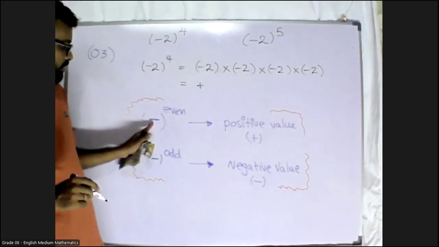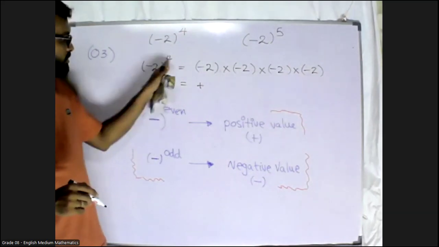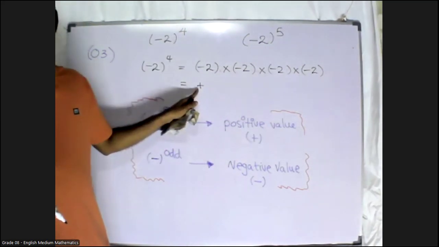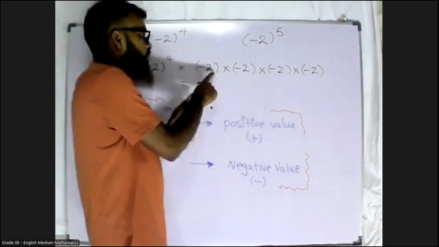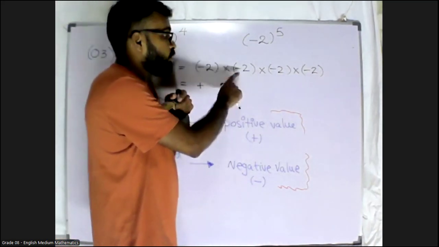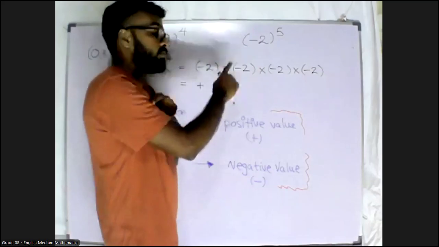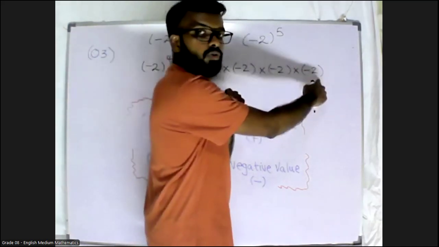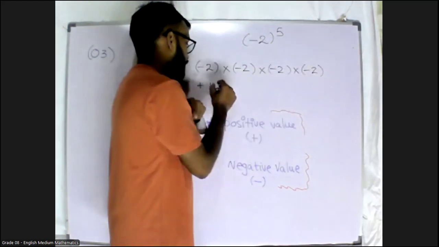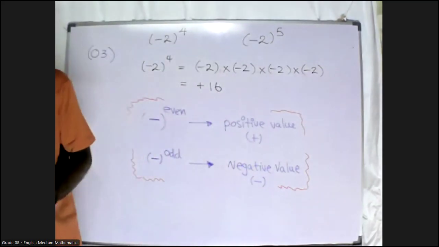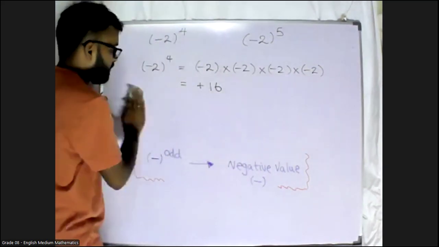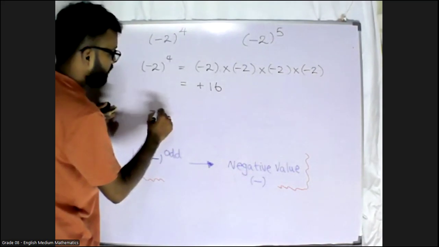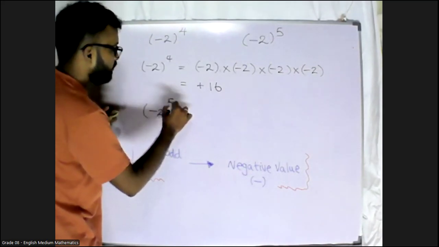Now you know, negative value, power is even, the result should be positive. Now, you know how to multiply 2 four times repeatedly. 2 times 2, 4. 4 times 2, 8. 8 times 2, 16. Positive 16. Now this is okay. This is positive 16. Now negative 2 to the power 5.